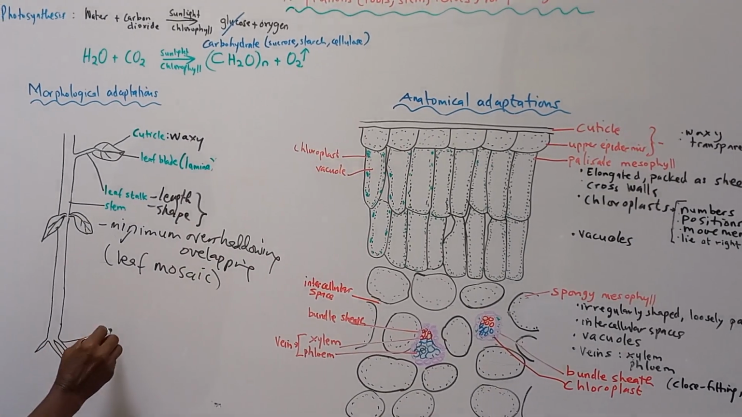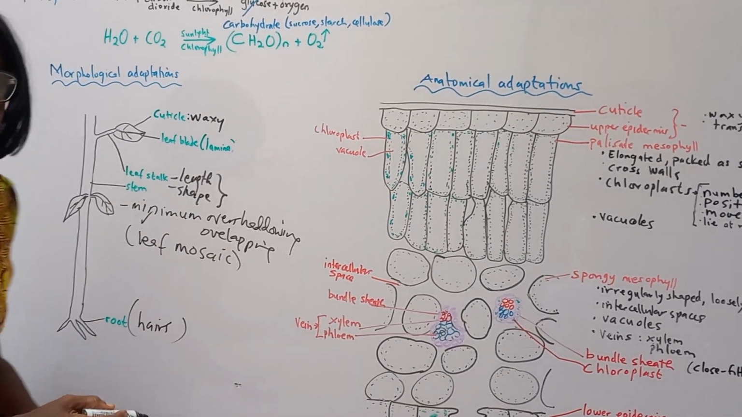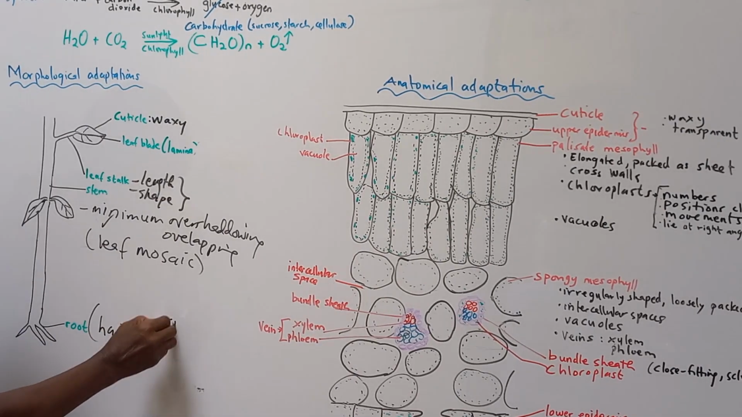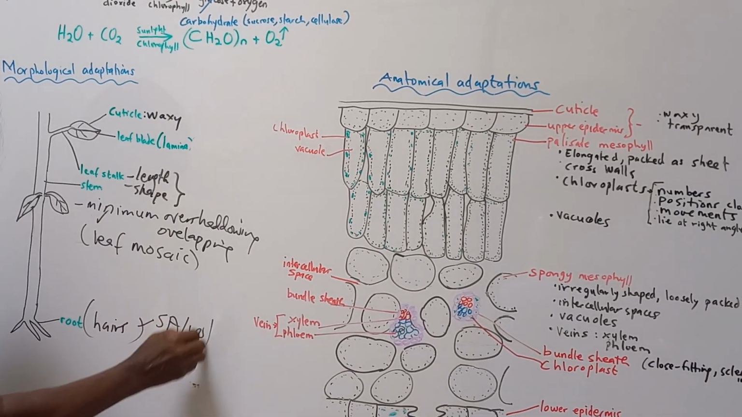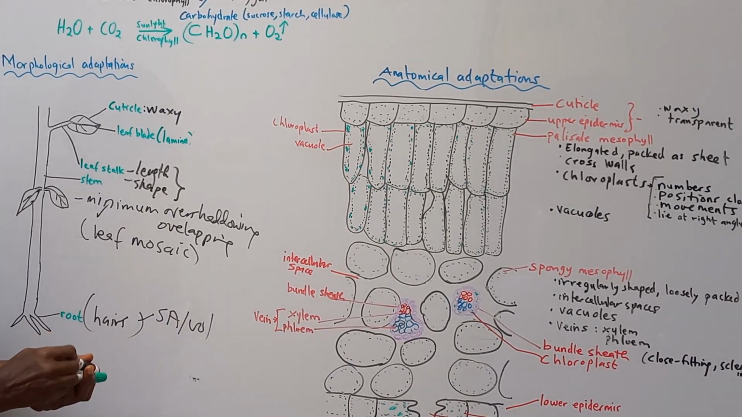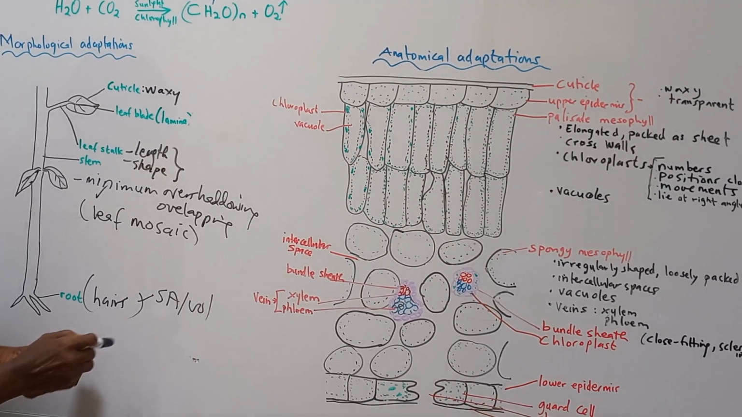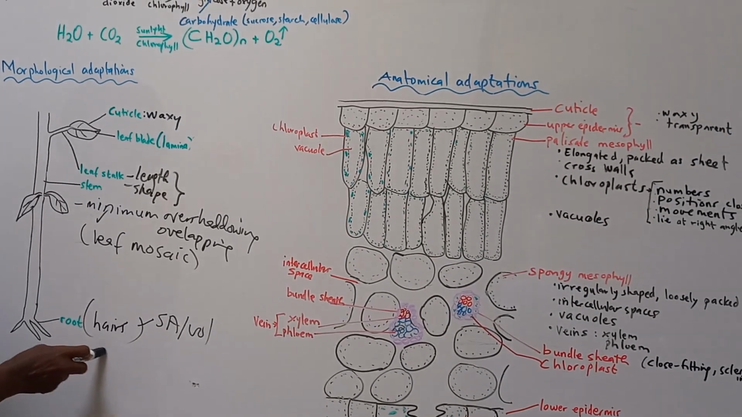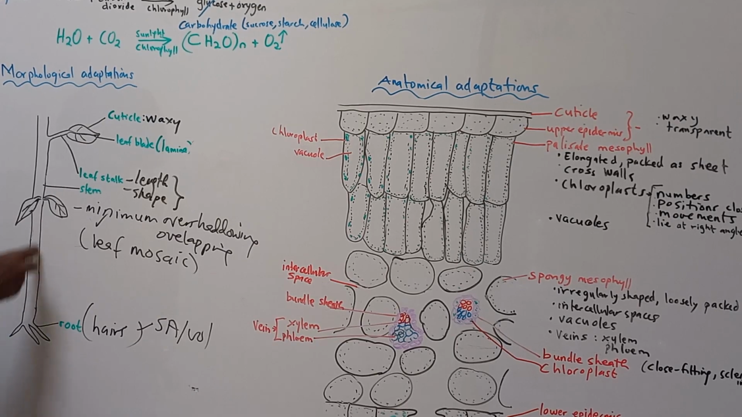Then we come to the root. The root has root hairs, and the root hairs are plenty, to present a large surface area to volume ratio, where a lot of water and mineral salts can be absorbed by the root hairs into the plant.